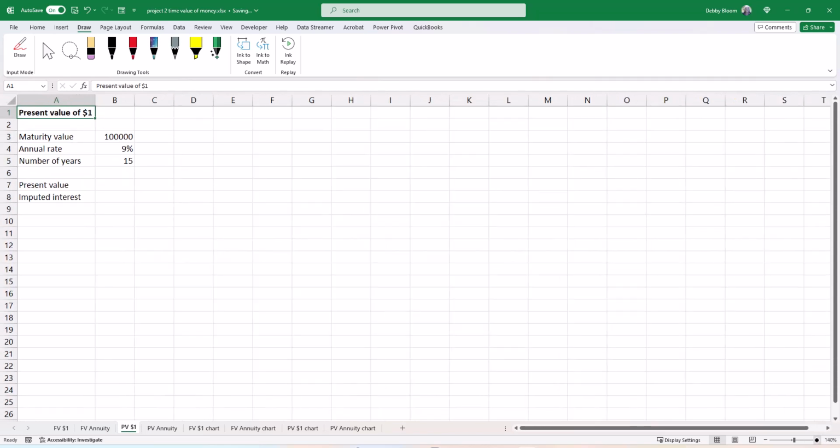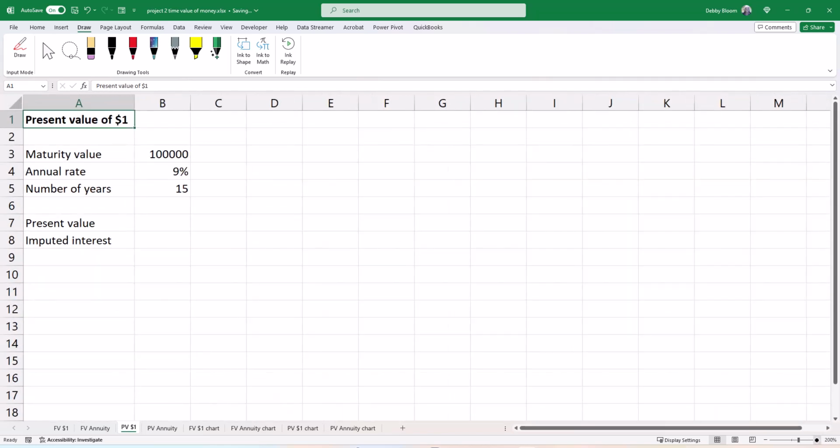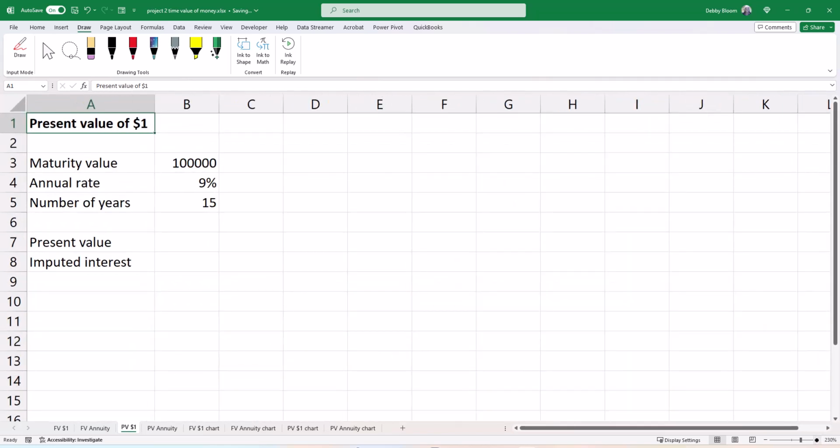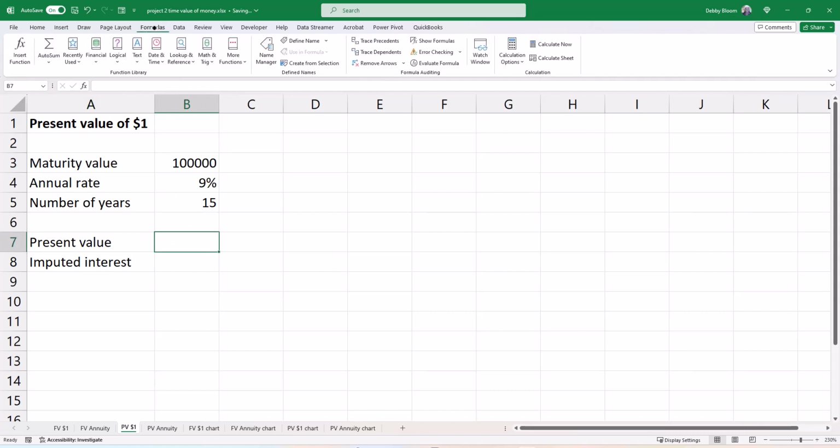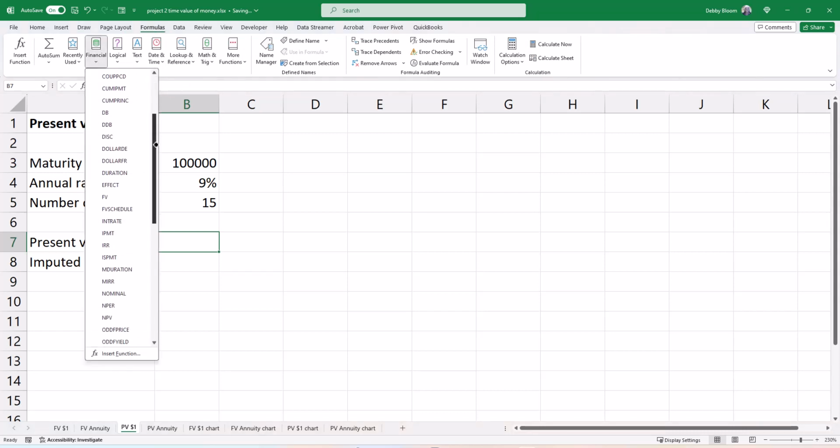Now, let's move on to our third problem, present value of $1. With the present value of $1, we have a maturity value of $100,000. It's an annual rate, 15 years, and we just want our present value. And in this case, it's imputed interest. Because we know the maturity value, we have to use the rate and number of years to figure out how much the interest is. So using Excel to calculate the present value, I'm going to go to Formulas, Financial, and this time I'm going to go to PV.